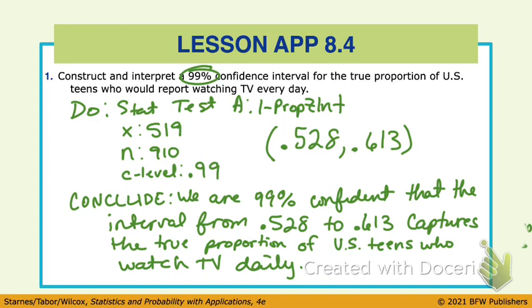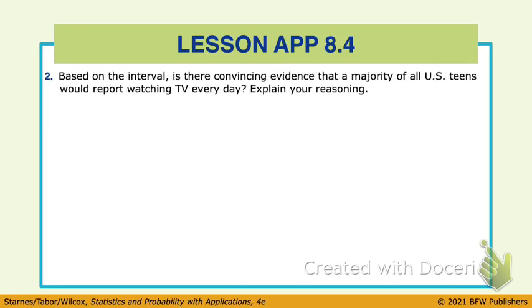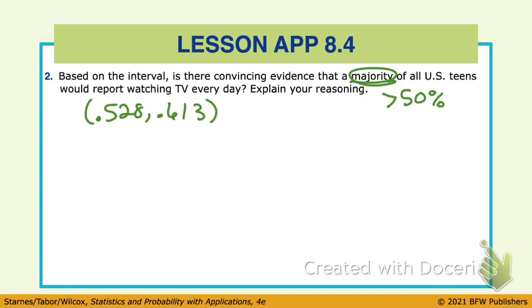Okay. All right, let's see what number 2, our follow-up question here says. It says, based on our interval, is there convincing evidence that a majority of all U.S. teens would report watching TV every day? So our interval was 0.528 to 0.613. A majority is greater than 50%. That's what a majority is. It's when there's something greater than 50%. Okay? And if you look here, all of our plausible values are greater than 50%.